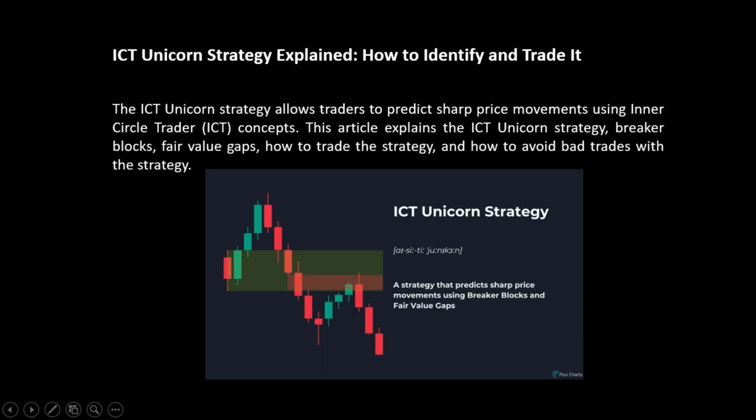ICT Unicorn Strategy explained, how to identify and trade it. The ICT Unicorn Strategy allows traders to predict sharp price movements using Inner Circle Trader (ICT) concepts. This article explains the ICT Unicorn Strategy, breaker blocks, fair value gaps, how to trade the strategy, and how to avoid bad trades with the strategy.